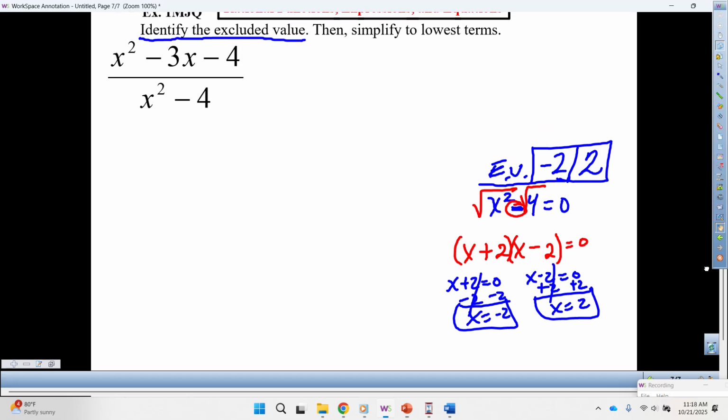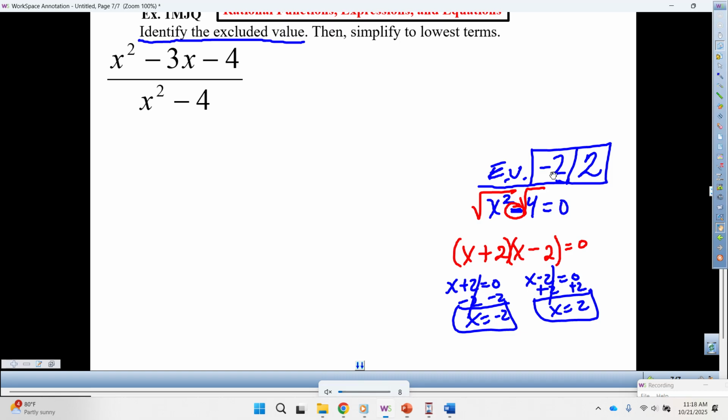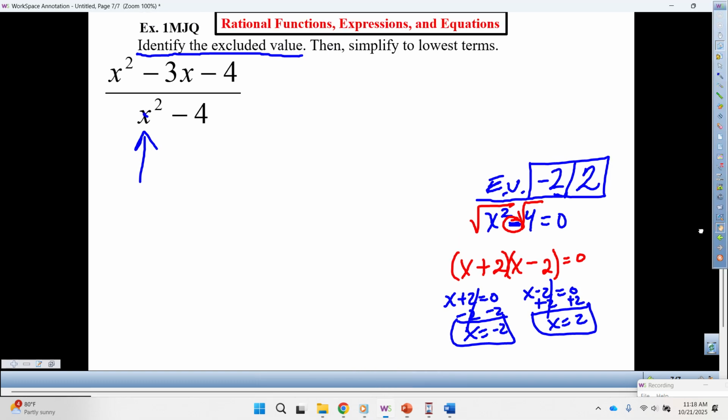So just to clarify, what does that mean? That means I can substitute any value for x, except which ones? Negative 2 and 2, is that correct? Because watch, if I substitute negative 2 here, what is negative 2 times negative 2? 4. What is 4 minus 4? 0. How about if I substitute the 2? 2 times 2 is 4, minus 4 is still 0, and this cannot be 0. That's why we need to exclude them. All right? So we're done with that.